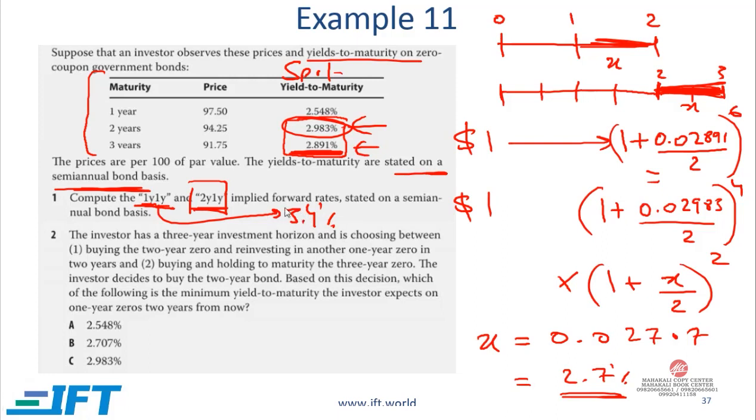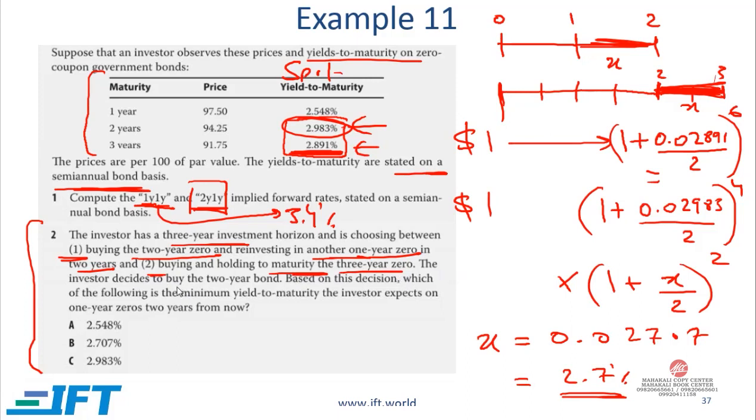All right, now the last point on this slide. This is an MCQ based question, and there's a high probability of something like this showing up. The investor has a 3-year investment horizon. So this is the investment horizon, and is choosing between number one, buying the 2-year zero. What does the 2-year zero mean? This means the zero coupon bond. Short form is 2-year zero, and reinvesting in another 1-year zero in 2 years. So he's thinking about buying for 2 years and then reinvesting. The other option is buying and holding to maturity the 3-year zero.